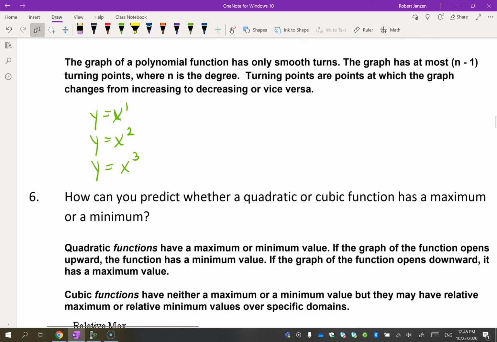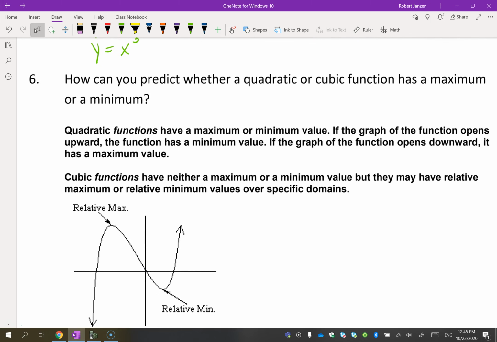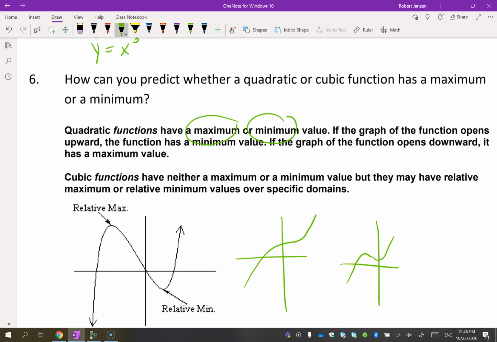How can you predict whether a quadratic or a cubic function has a max or a min? Again, this has to do with the negative or positive lead coefficient. It also has to do with, is there actually enough of a bump to have a max or a min? Quadratic functions have a max or a min, for sure they will. But a cubic might not have them, depending on what that relative max or min is. We've seen graphs that look like this, and that's not going to have a max or a min. It takes that bump to make the max, and it takes a bump to have the min.